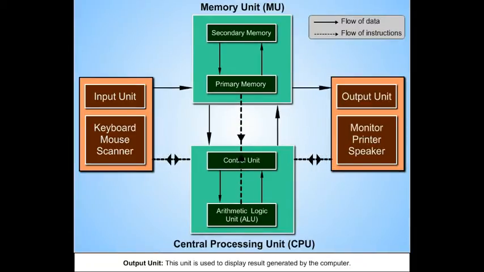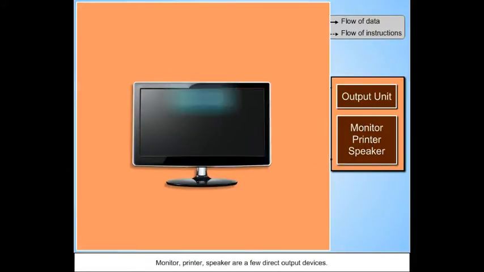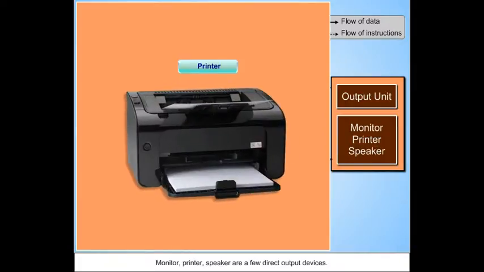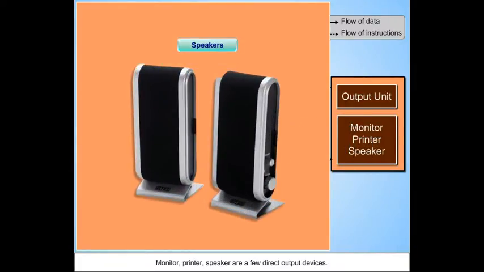Output Unit. This unit is used to display results generated by the computer. Monitor, printer, speaker are a few direct output devices.